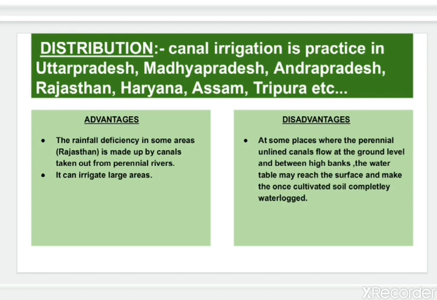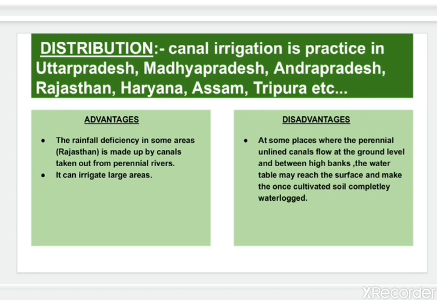Next, we will learn the distribution. Canal irrigation is practiced in Uttar Pradesh, Madhya Pradesh, Andhra Pradesh, Rajasthan, Haryana, Assam and Tripura. Next, the advantages. The rainfall deficiency in some areas like Rajasthan and Gujarat is made up by canals taken out from the perennial rivers, and they can irrigate large areas. So the dry or desert areas mainly benefit from this method, that is the canal method.